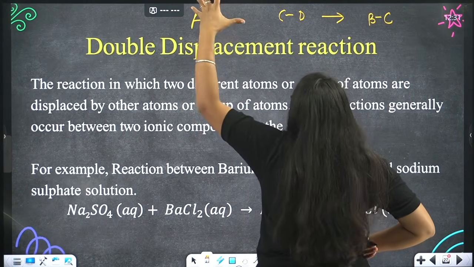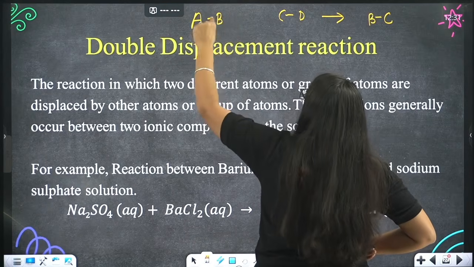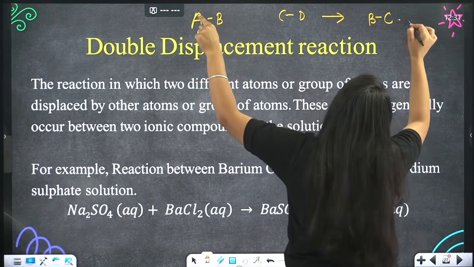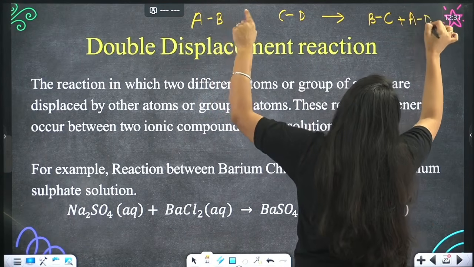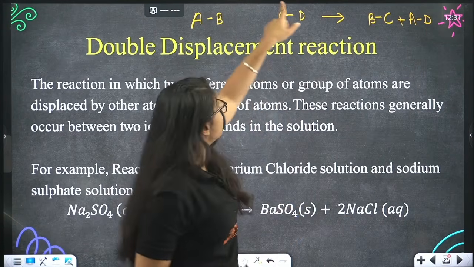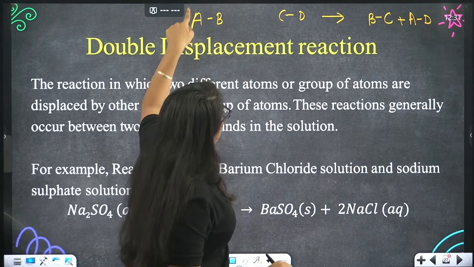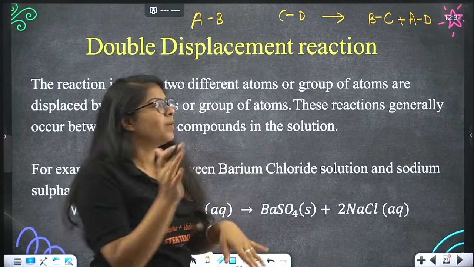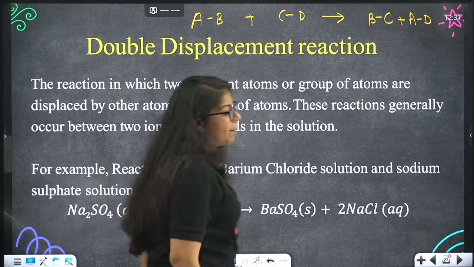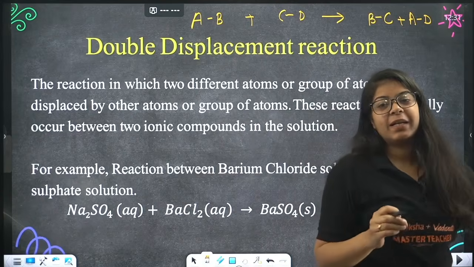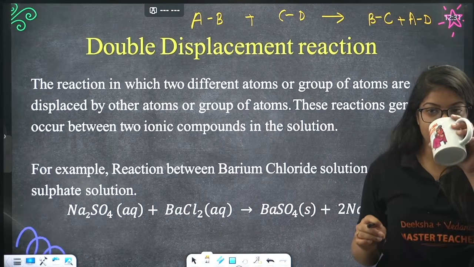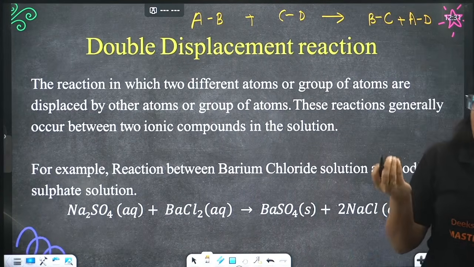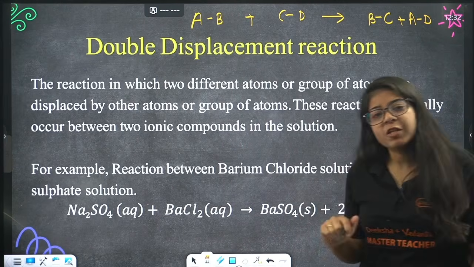And now A is angry. Okay, if you took my best friend, I will take yours. So now A combines with D. So what happens? B displaced A, so A also displaced C. So a double displacement reaction happens. Done, beta? That is the whole core of double displacement reaction.